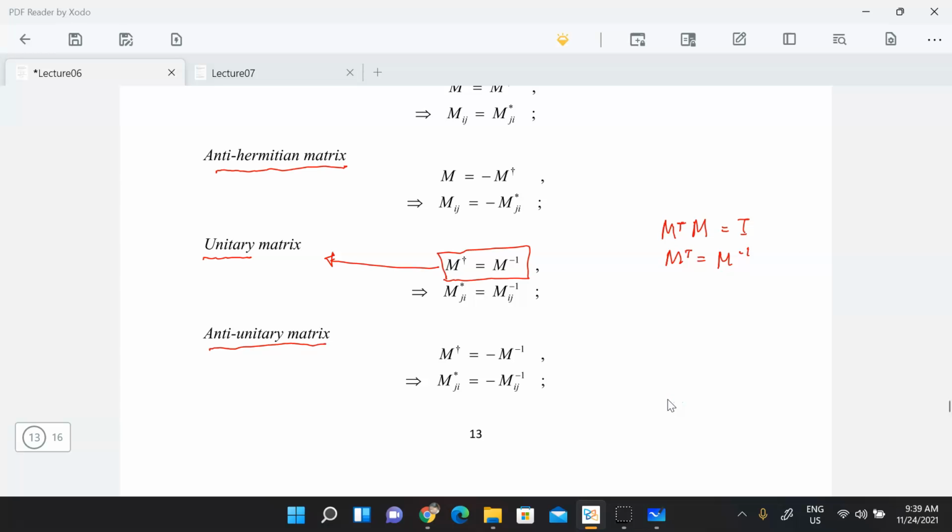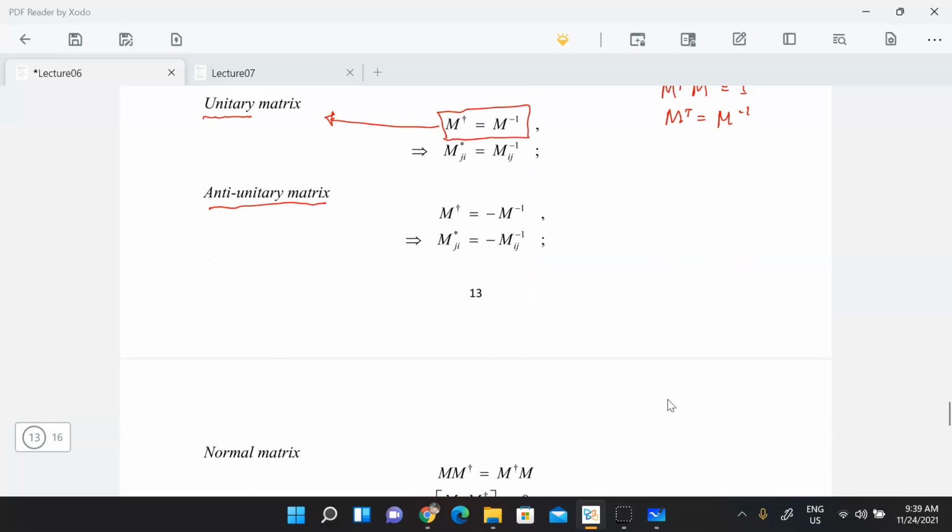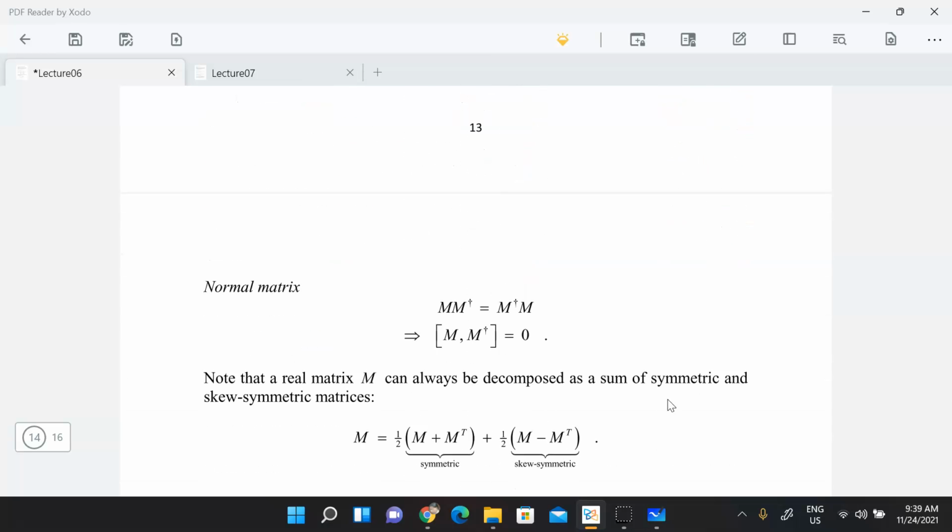It has some physical ideas behind it, but it's slightly more complicated than the case of the unitary matrix. But I will not go into too much of that. So these are some classes of matrices that you're supposed to know. And a final one is this.